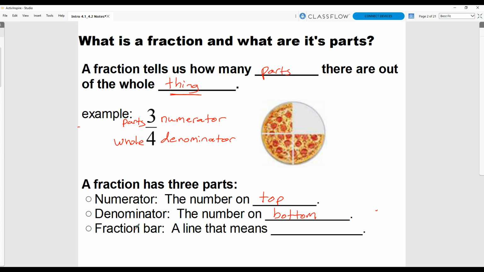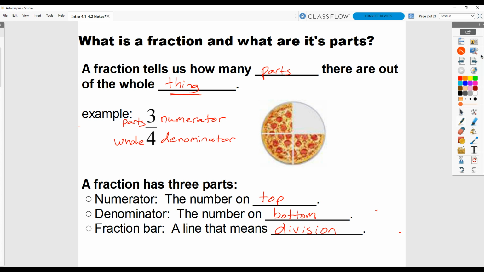The fraction bar is the line that separates our numerator and denominator. What this fraction bar actually means is division. This brings us into the next thing we're going to talk about with fractions. Let's check it out.